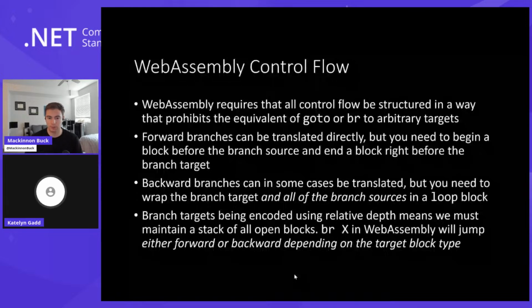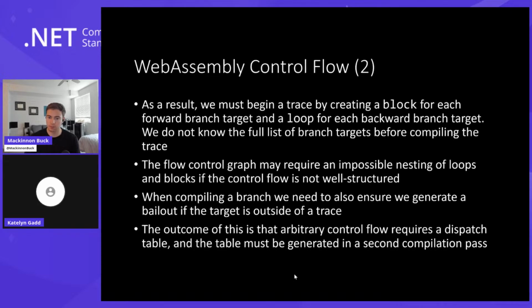So in WebAssembly, that also means that because we're jumping to the third block that we're inside of instead of to a specific label, whether we jump forward or backward depends on what that block is. I mentioned that there are loop blocks. There are regular blocks and loop blocks. If you target a loop block, it will do something different from when you target a normal block. As a result, we have to begin this trace by creating a bunch of blocks. We create a block for every branch target that we know we have. And then every backward branch target, like for a loop, we have to create a loop block.